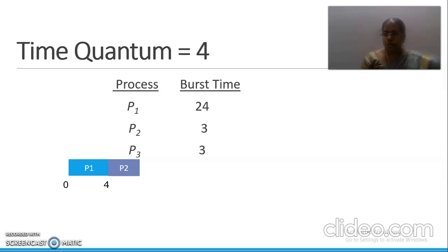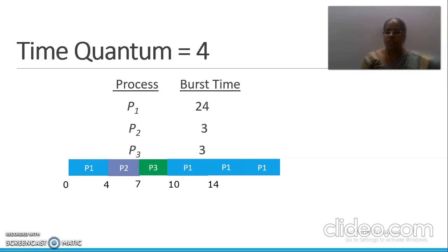For P2, it requires only 3 milliseconds, but the time quantum is 4, so no problem, it will utilize the time allotted for it. P3 is also similar. Then the next slot is given to P1, which needs 24 milliseconds, but this will not be given continuously; it will be slotted as 4 millisecond quantums, because we fixed a time quantum and the processes are handled in such a way. So this is first come first serve algorithm with preemption, which we call the round robin algorithm.